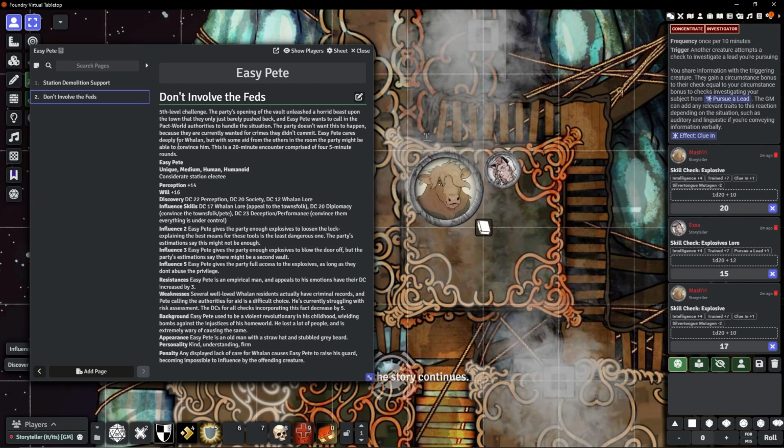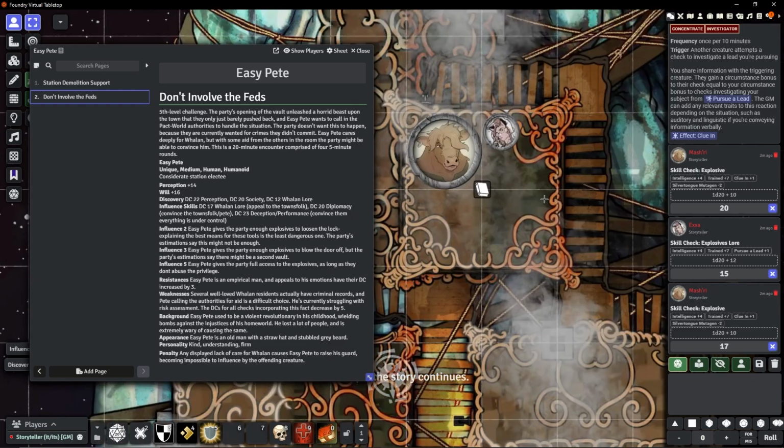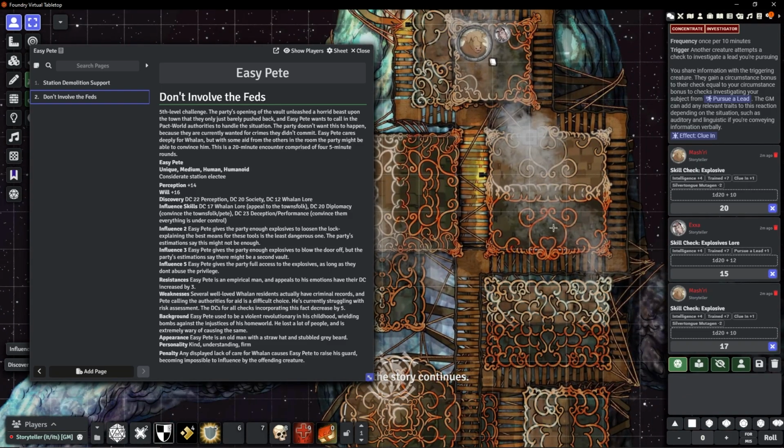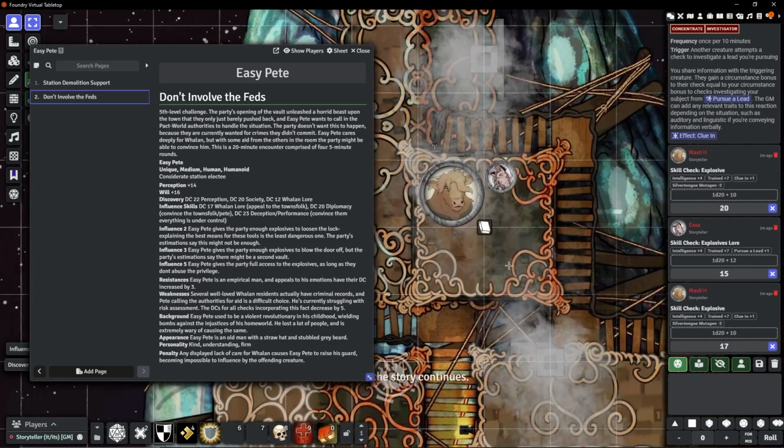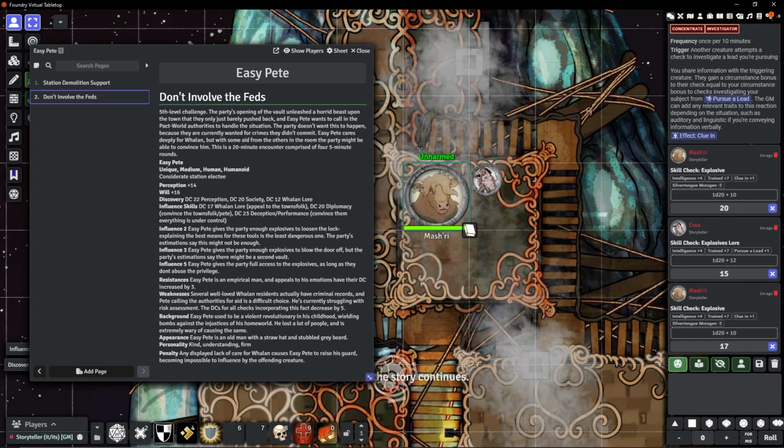Easy Pete cares deeply for Waylon, but with some aid from the others in the room, as some of the various villagers have crowded in here for safety, the party might be able to convince him. This is a 20-minute encounter comprised of 4 5-minute rounds. He has the same general statistics. His perception and will are another little bit higher.